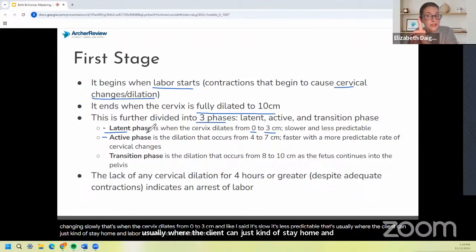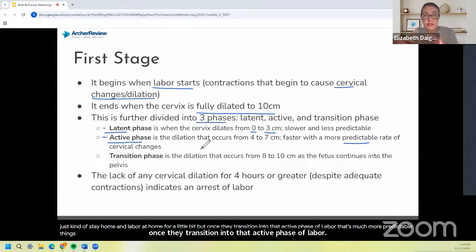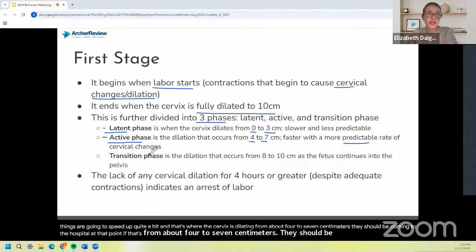But once they transition into that active phase of labor, that's much more predictable. Things are going to speed up quite a bit. And that's where the cervix is dilating from about 4 to 7 centimeters. They should be coming to the hospital at that point if that's where they're delivering.